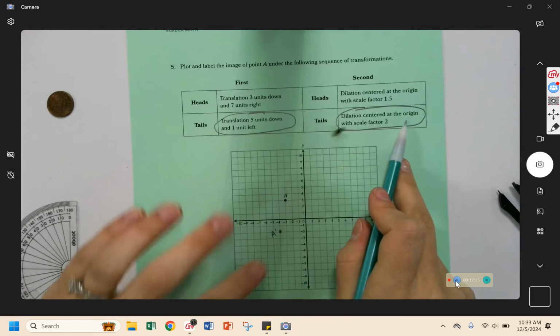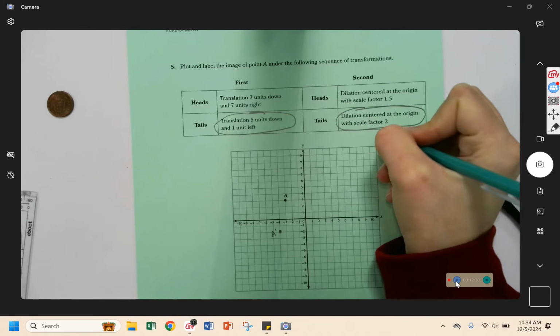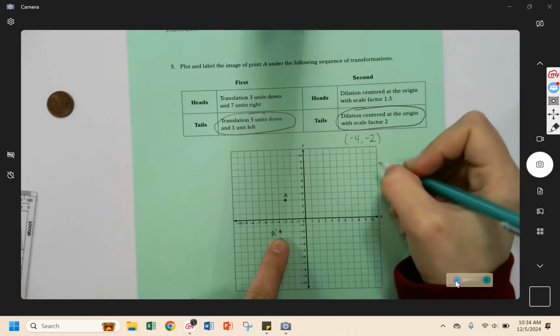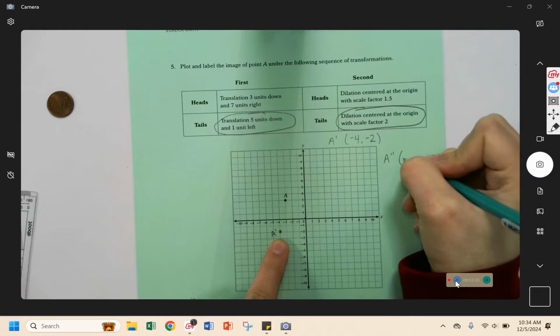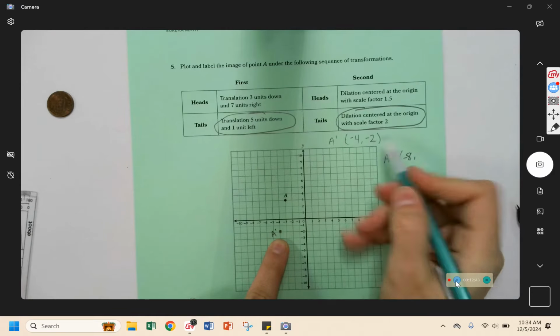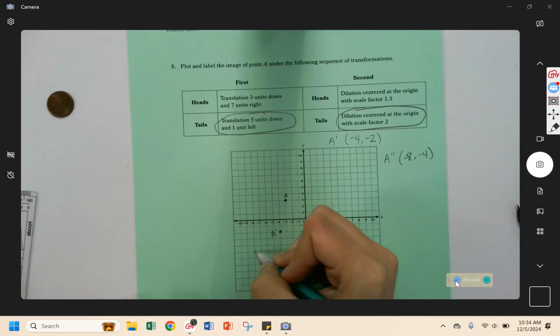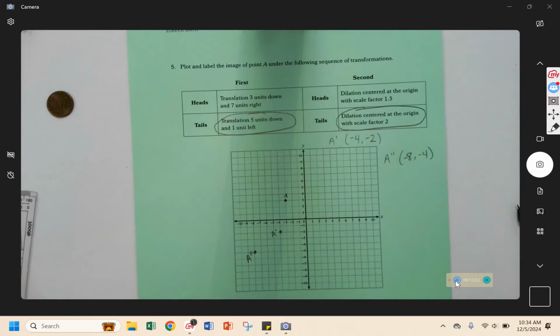Then we are going to dilate from the origin with a scale factor of 2. So if we're dilating from the origin, that rule says that we can multiply the coordinates of A prime by 2. So negative 4 times 2 is going to be negative 8, and negative 2 times 2 is negative 4. So negative 8, negative 4. On a grid, it's a lot more efficient.